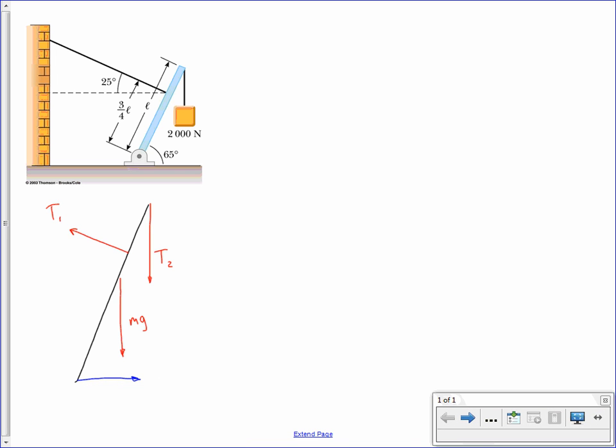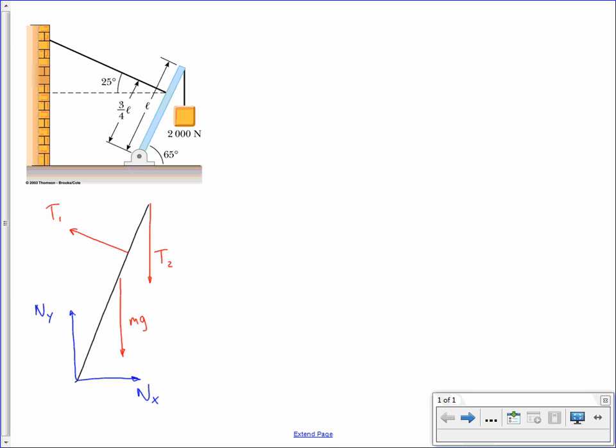Because T1 has a left-pointing x component, I'm going to call this NX, all right? And then I'm also going to say there's probably an NY there. Again, we have T2, we have MG, both pointing downward. I don't know the magnitude of T1, but I'm guessing that it's not big enough to counteract both those downward forces from T2 and MG.